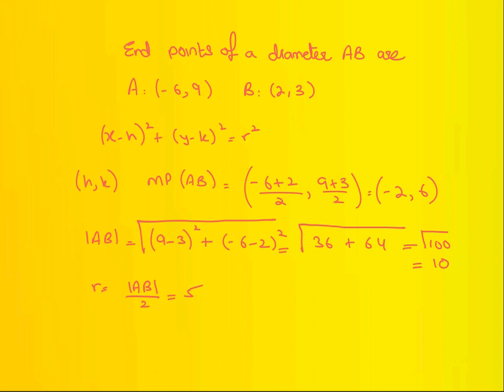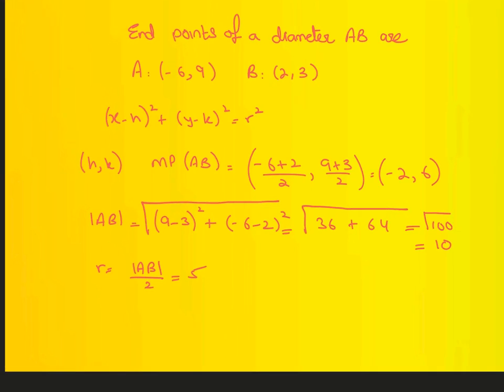Now once you have this information, you can easily construct the equation of the circle, which is x minus minus 2 squared plus y minus 6 squared equals 5 square. So that's x plus 2 whole square plus y minus 6 whole square equals 25.